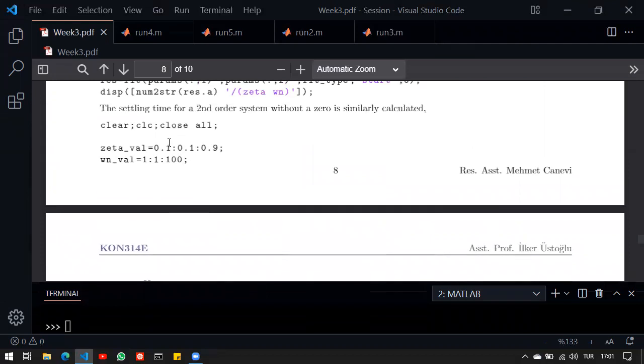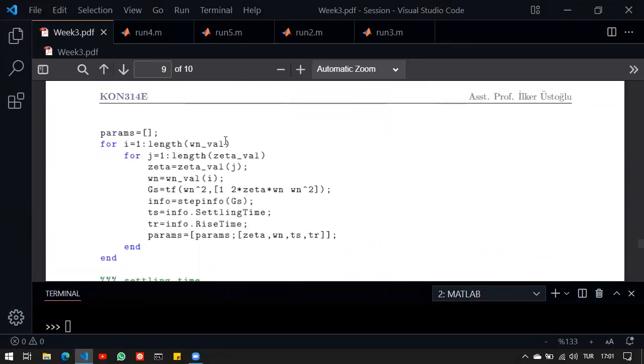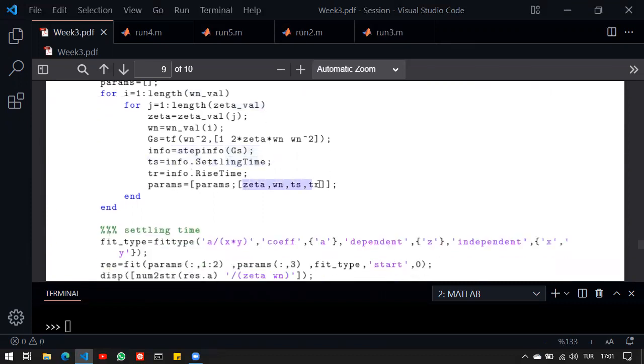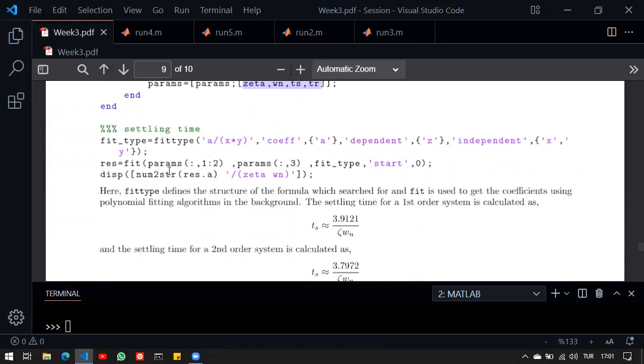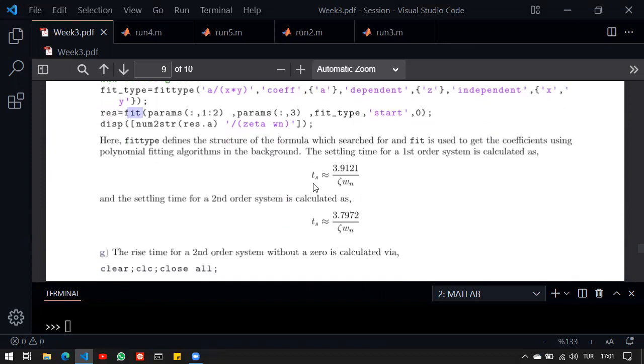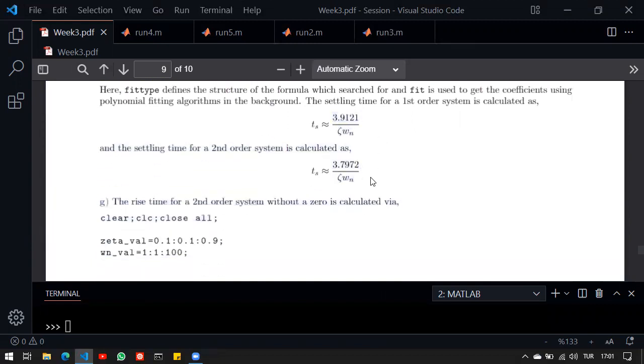Now, again, it is also possible to define this region in the S domain. And for each omega n and zeta value pair, we can calculate the settling time using, again, the step info command and store this in a table, and then feed this table into the fit function here in order to get the following results. For example, for a first order system, 3.9121 is the coefficient that was calculated by the fit function.